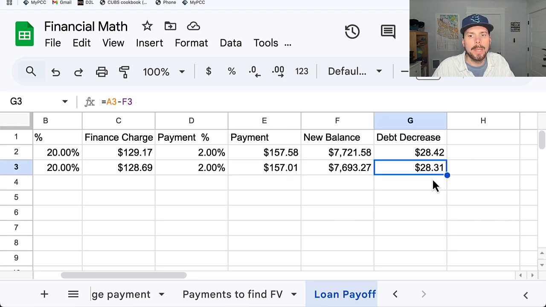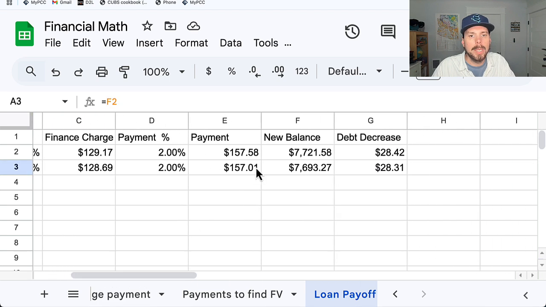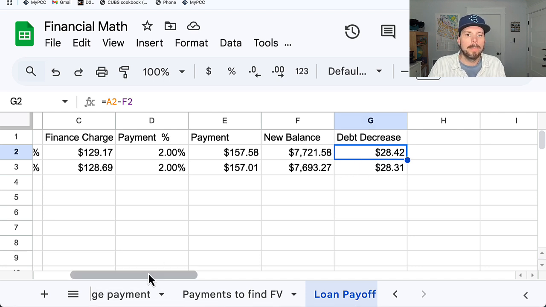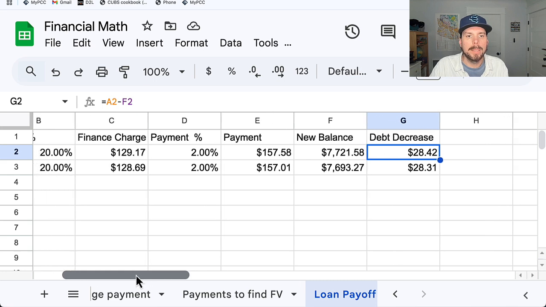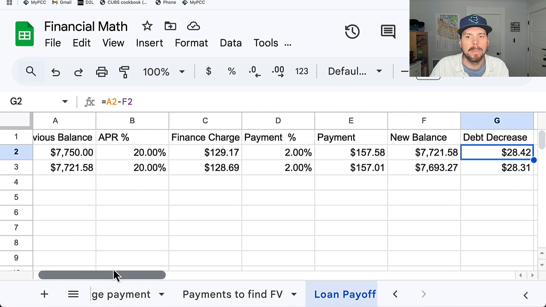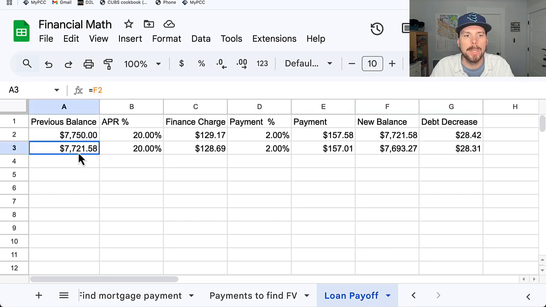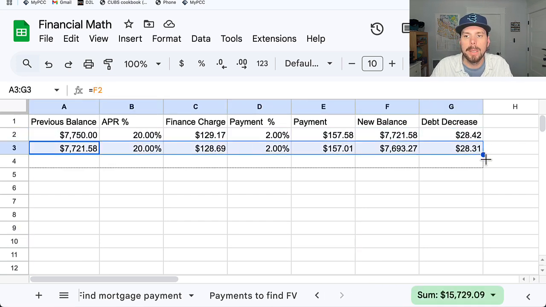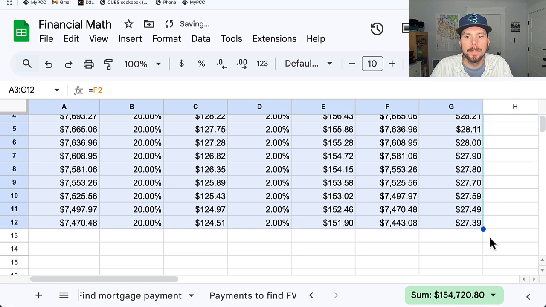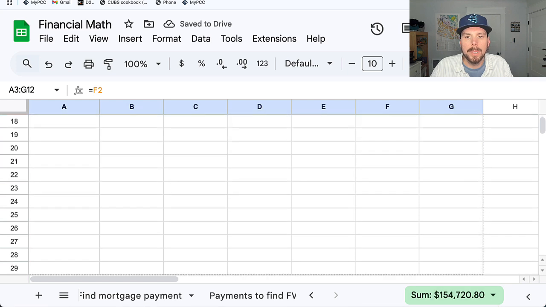Now here's the thing, we're getting a little bit less debt decrease. So ideally we would just keep paying the same payment and see that debt decrease actually increase, meaning we're paying off more and more of the debt as that finance charge isn't as big of a factor. But this is kind of the problem with credit cards then, is we'll sort of see this diminishing factor as we go. And I'm not sure how long it's going to take. I can fill it down a bunch and see how things go.